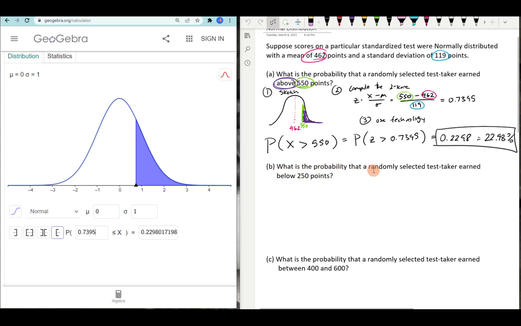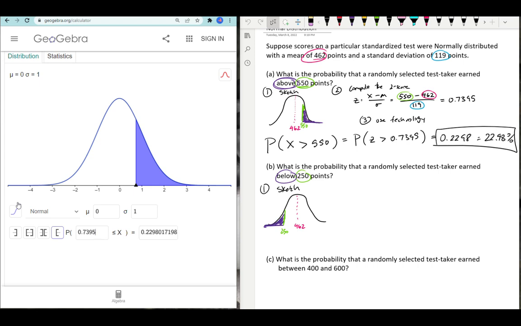We want to know the probability that a randomly selected test taker earned below 250 points. When I sketch this, I note that this time I'm interested in area below. I note where my mean is just to help me visualize what's going on. 250 points is definitely below 462, so I will draw that down there. And again, I want below, so this is test scores that are lower than 250 points. Test scores that are lower than 250 points means I want these test scores. It is area to the left.